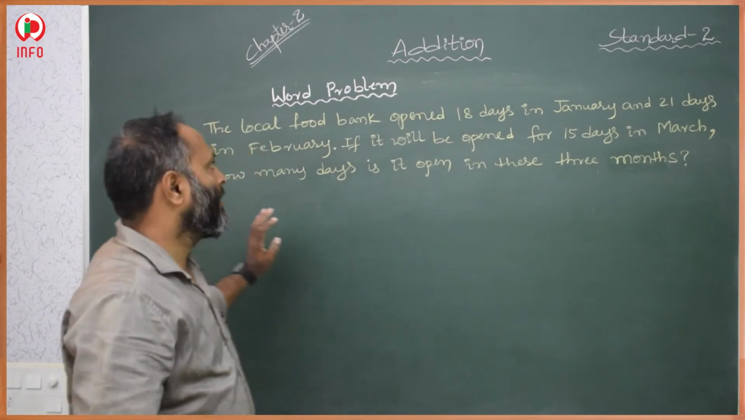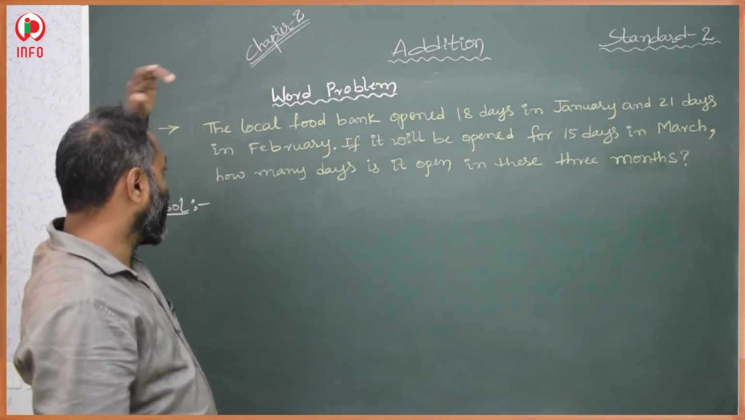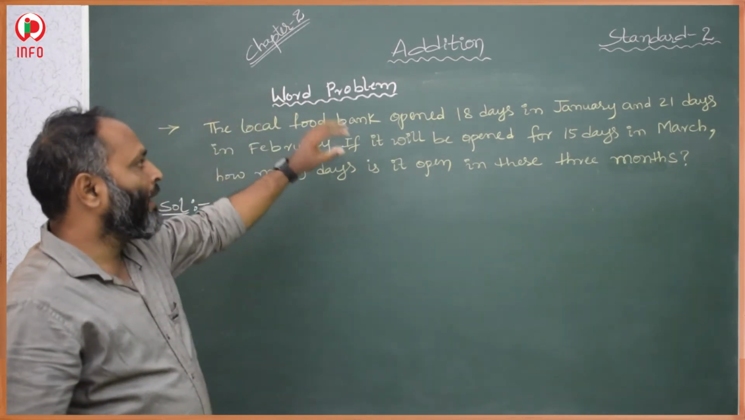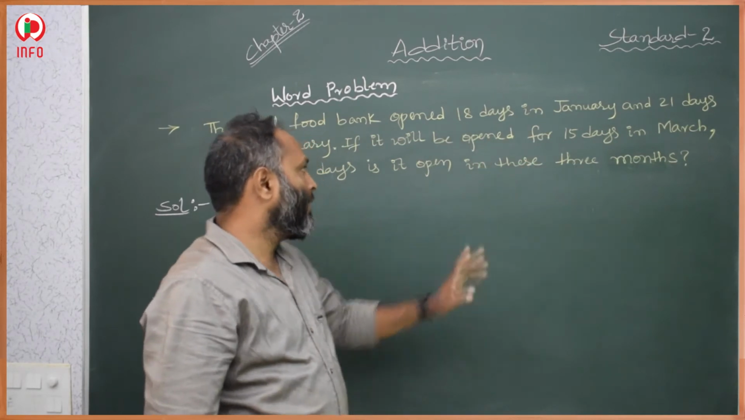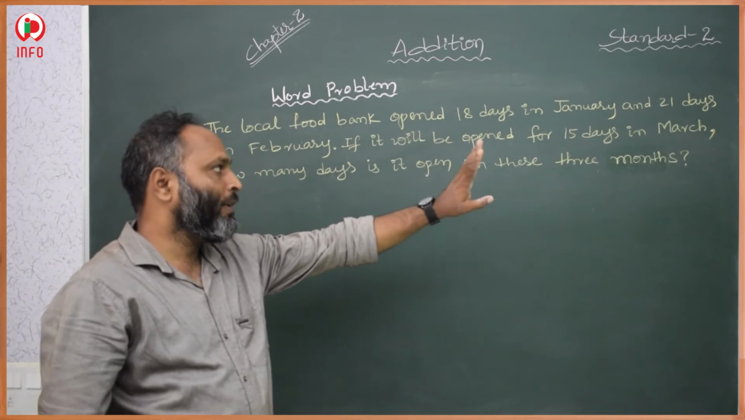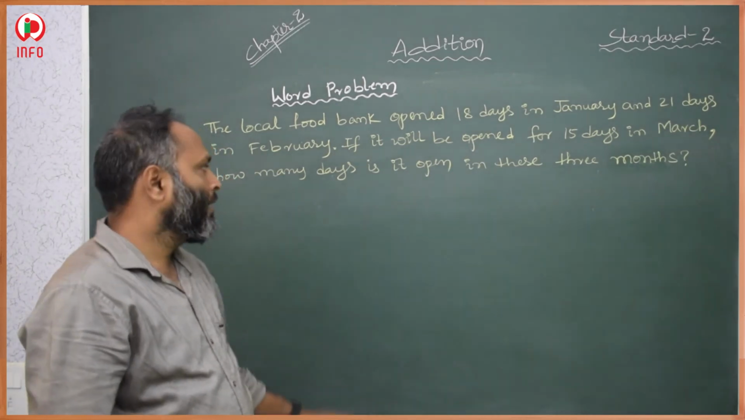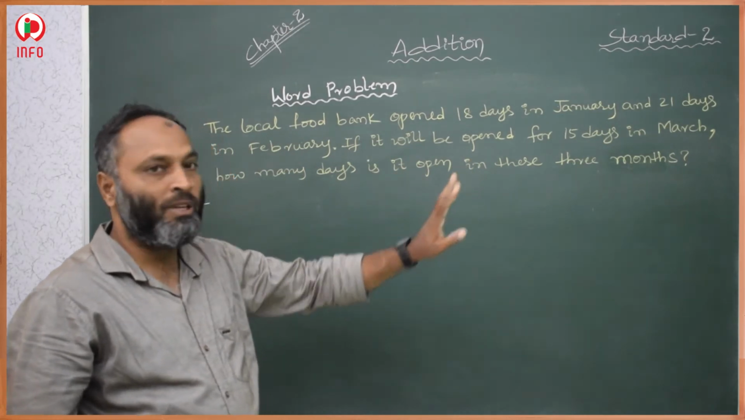Now friends, we are going to discuss word problems. So first word problem here. The local food bank opened 18 days in the month of January and 21 days in the month of February, and it will be open for 15 days in the month of March. So how many days is it open in these 3 months?